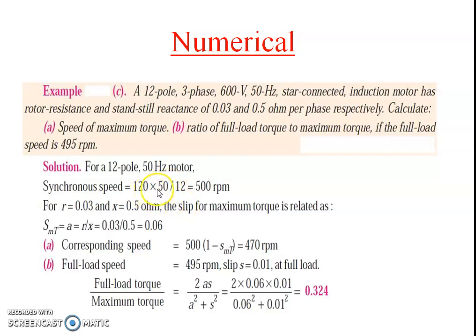That is 120 is constant, f frequency it's 50 Hz, again divided by P. P means number of poles. So by solving this, we'll get about 500 rpm. That is the synchronous speed.